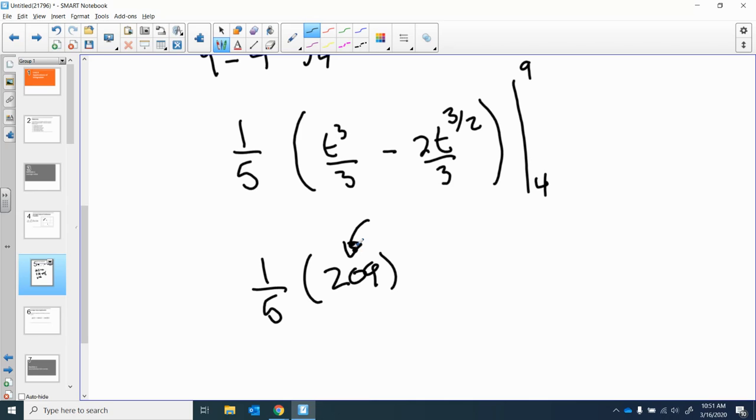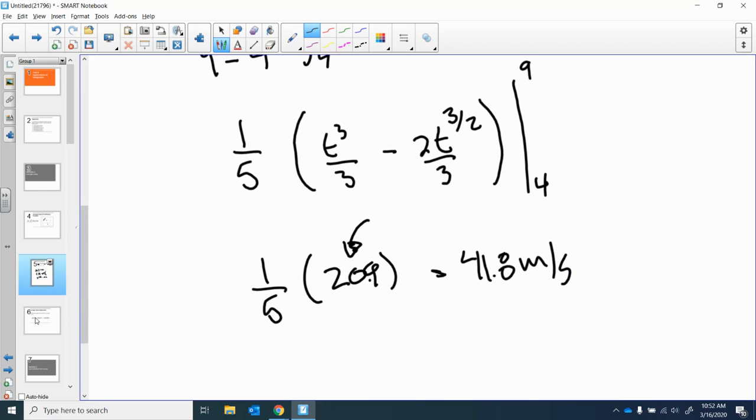And we just don't want to know what our total area is. We actually want to know what the average value is, what the average change of that area is over the time. So I'm going to take that 209 and divide it by 5, or times it by 1/5, because it took me 5 seconds to cover 209 meters. And so when I do that, you're going to get 41.8. And then the context of this problem is 41.8 meters per second, which is our average velocity over those 5 seconds from 4 seconds to 9 seconds.